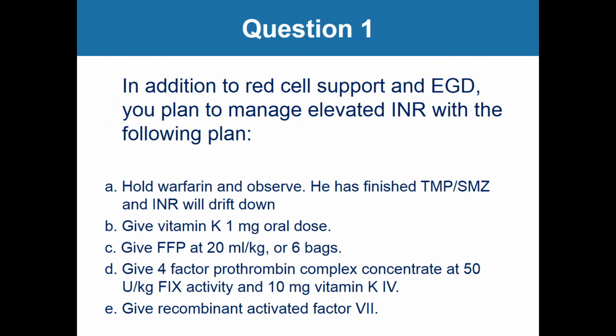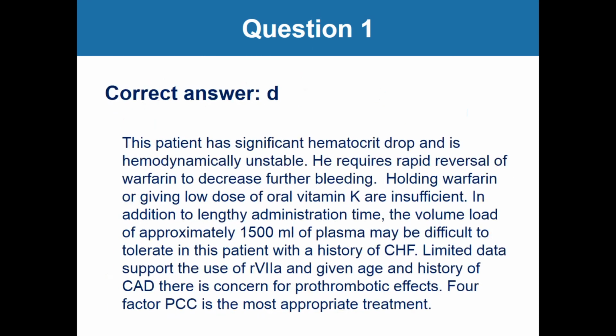A, hold warfarin and observe. He has finished trimethoprim sulfamethoxazole and INR will drift down. B, give vitamin K 1 milligram oral dose. C, give FFP at 20 mils per kilogram or 6 bags. D, give 4-factor prothrombin complex concentrate at 50 units per kilogram of factor IX activity and 10 milligrams of vitamin K. Or E, give recombinant activated factor 7A.